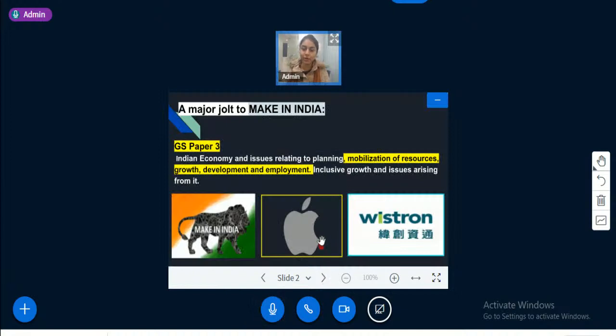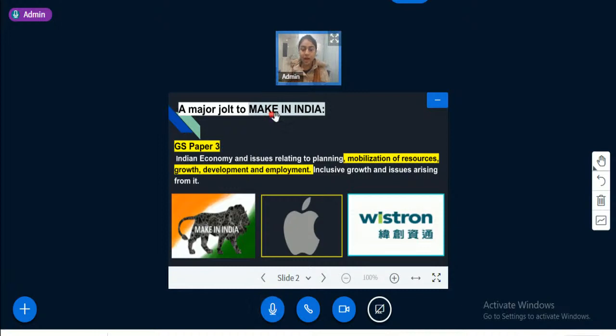So recently what has happened? In Karnataka there is an Apple manufacturing plant, and in that plant many workers became angry, destroyed the machineries and damaged the plant severely. This has happened. Now let us understand.